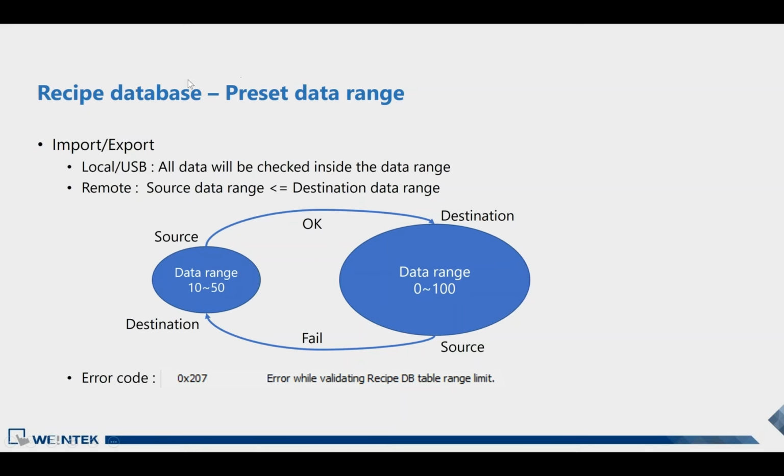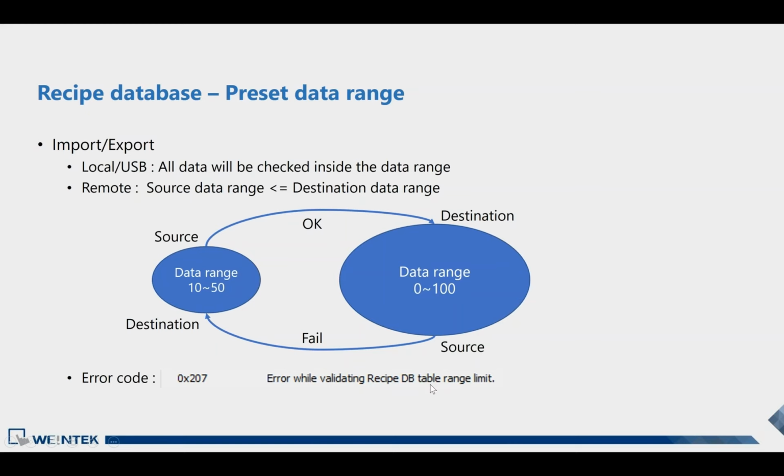So if the local or USB SD card is used, each data imported will be judged whether the value is inside the data range or not. Okay, so if the data exceeds the range, execution will be ignored and an error code will be displayed. And this is the error code, 207 in hex, which means error while validating recipe data table range limit.